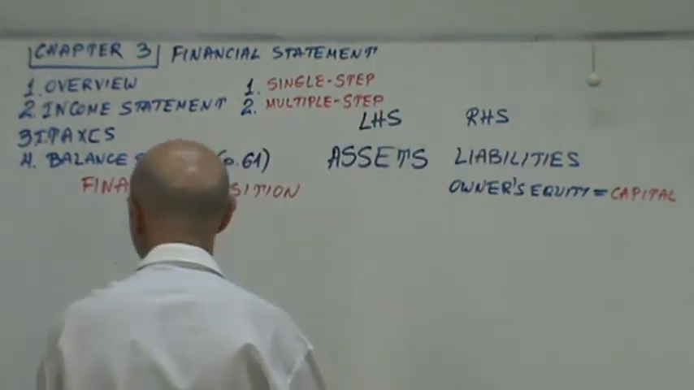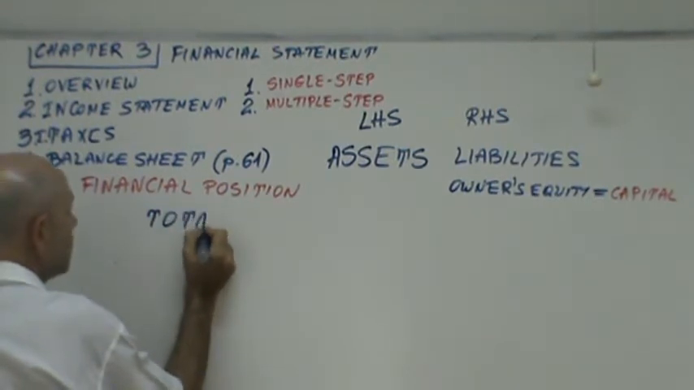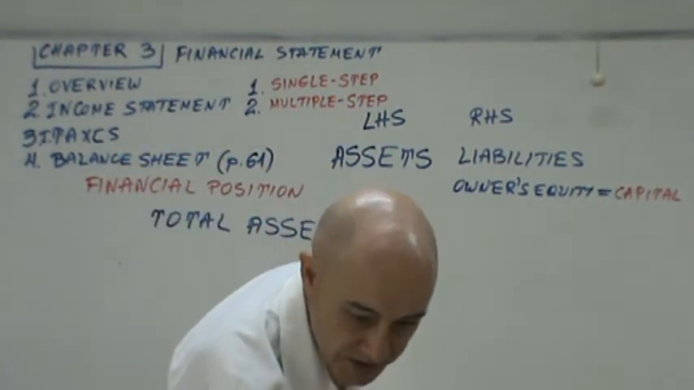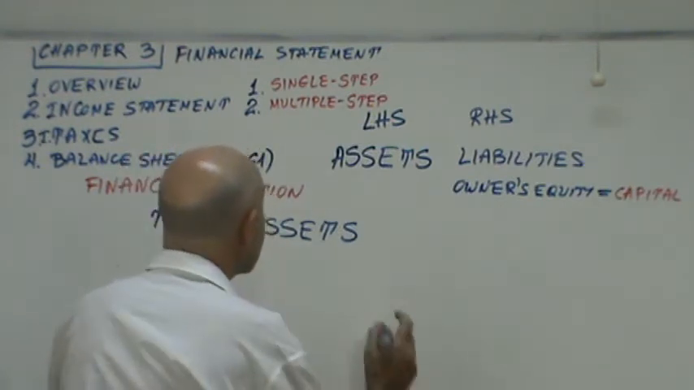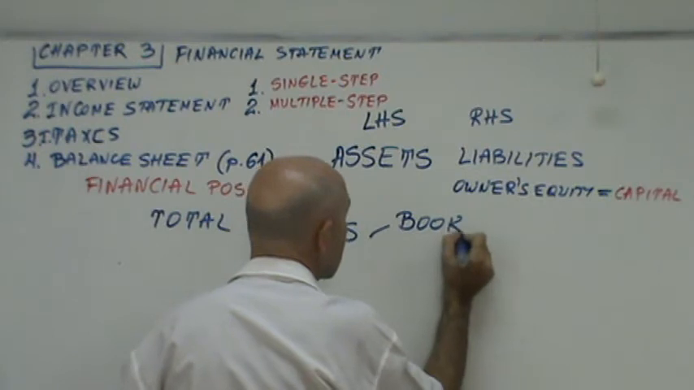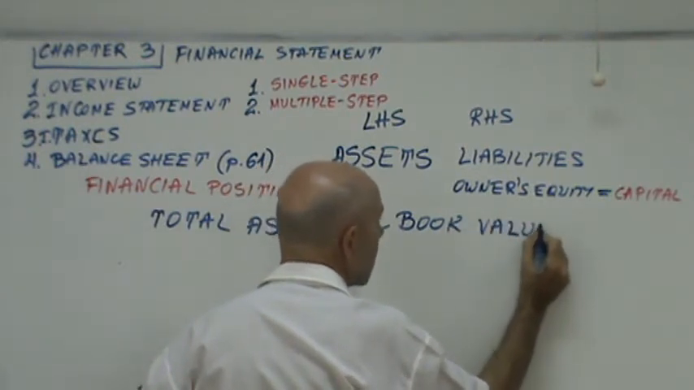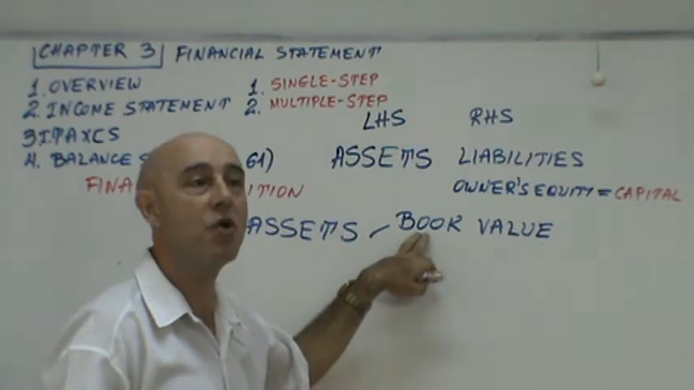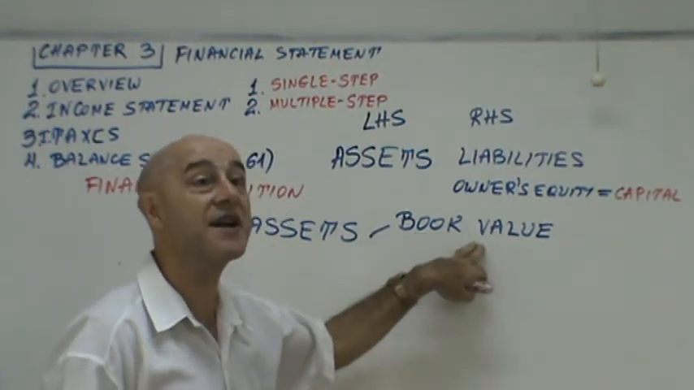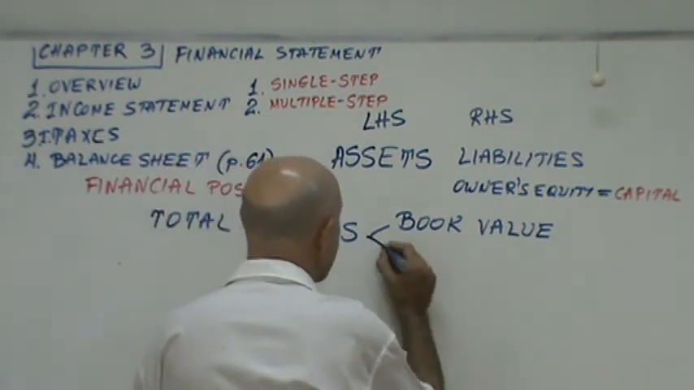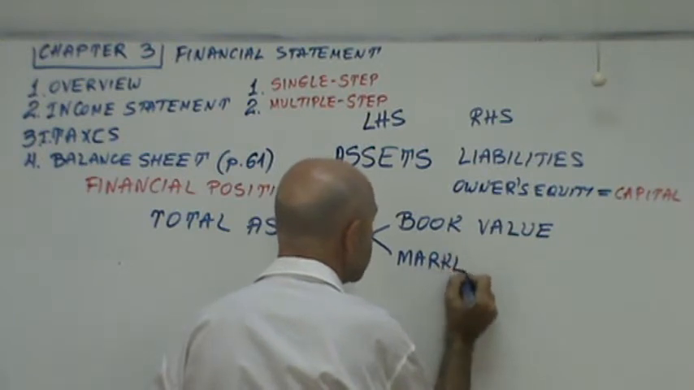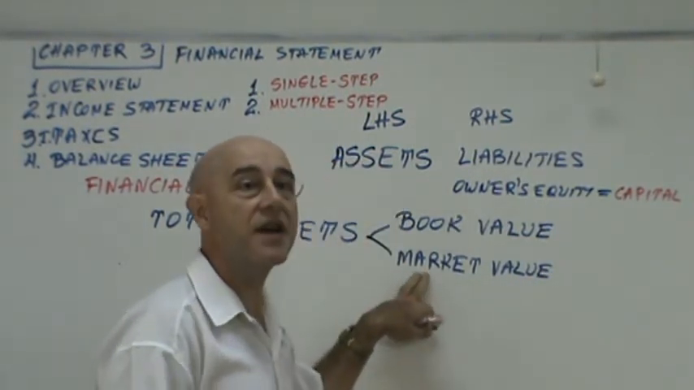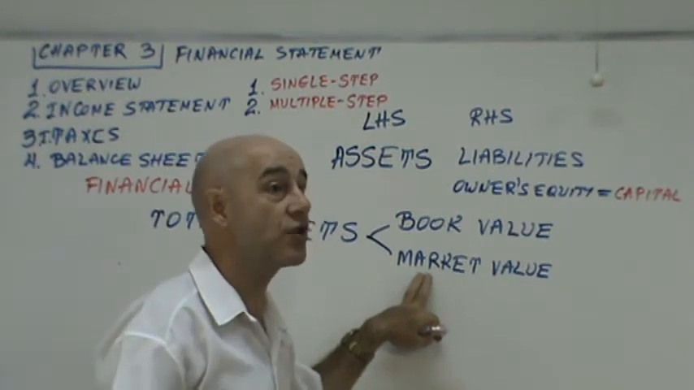All right, so assets, you will have what's called total assets. This will measure the size of your business. And total assets could be measured in book value. Book value is the value according to the accounting books, and book value will depend on the price that you paid for it. The alternative is called market value. Market value is the price you can get for the asset if you try to sell it.